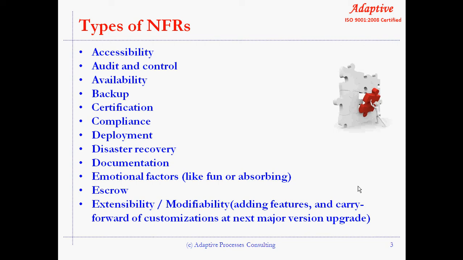Documentation requirements again are dictated by the domain and application and customer. So for example, applications which are in the healthcare domain or aviation domain require thorough documentation compared to projects which follow an agile or scrum methodology. There can be a need for indicating emotional factor for an application, whether the application needs to be fun and engaging.